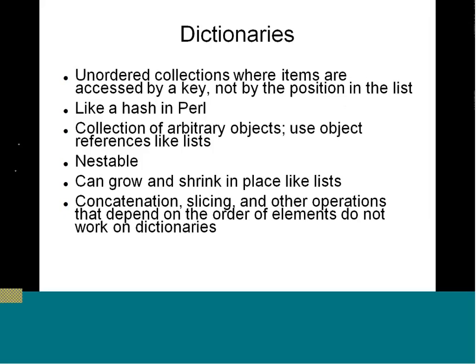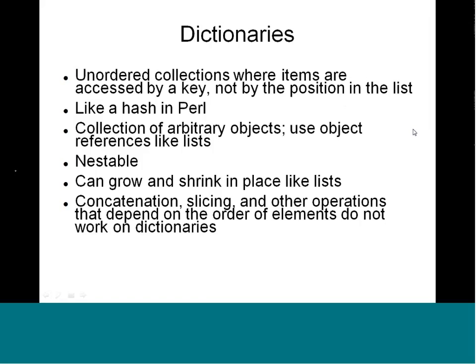Dictionaries are nothing but an unordered collection where items are accessed by a key and not by the position in the list. So a dictionary is just like a hash in Perl. They are collections of arbitrary objects, and you can use object references like lists. And dictionaries are also nestable.